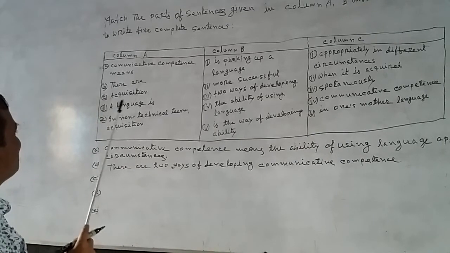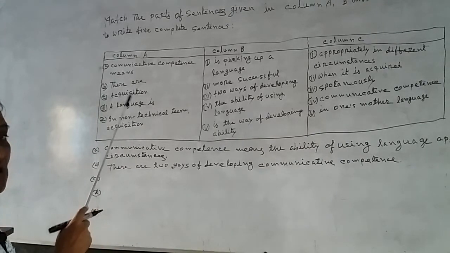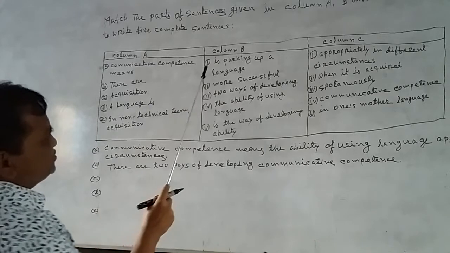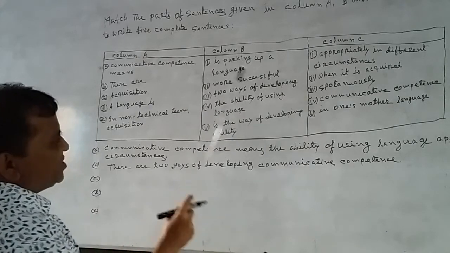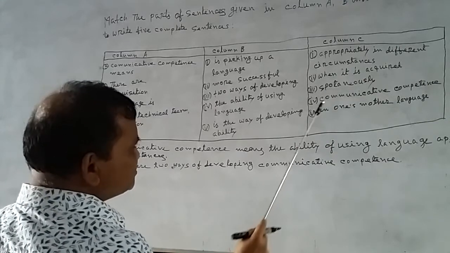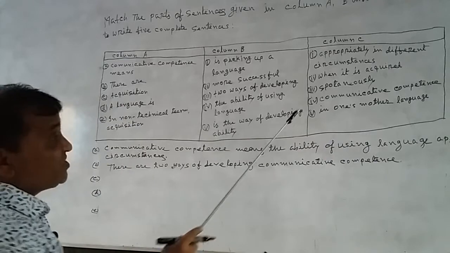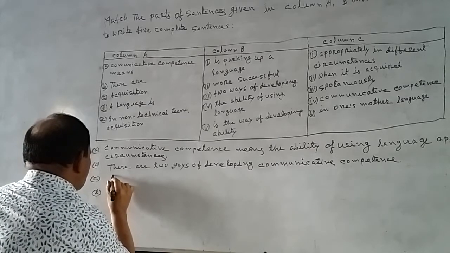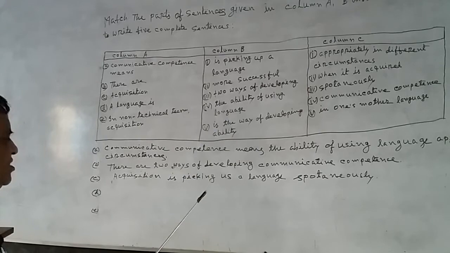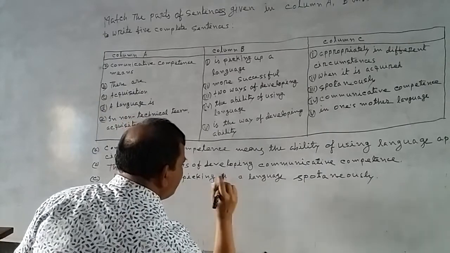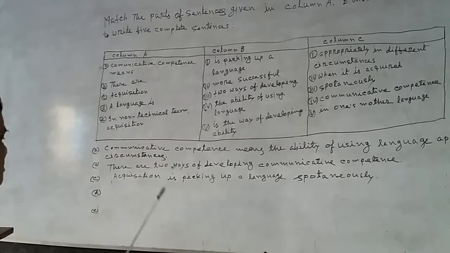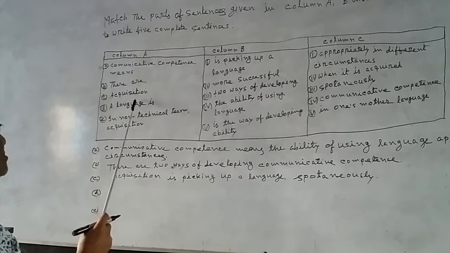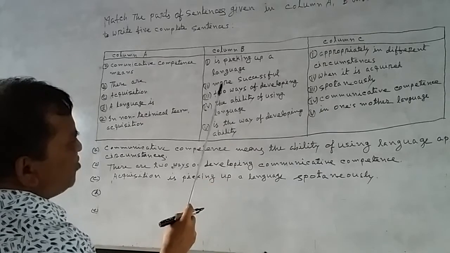Next sentence, acquisition. Acquisition means earning, obtaining. Acquisition is picking up a language spontaneously. Spontaneously means naturally or automatically. Acquisition is picking up a language spontaneously.